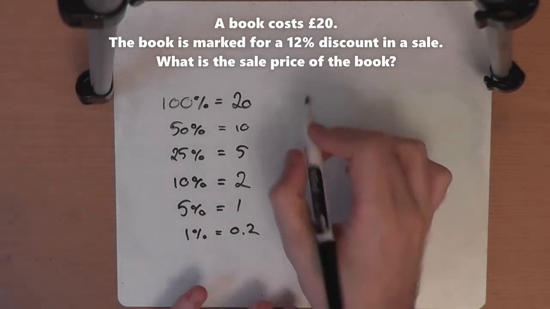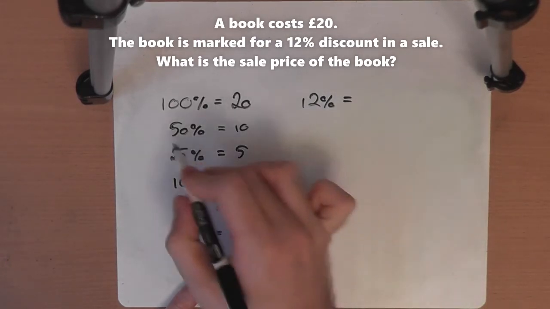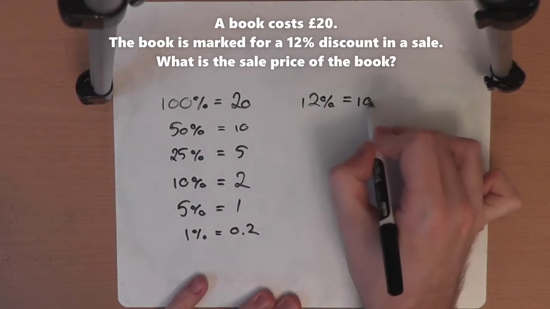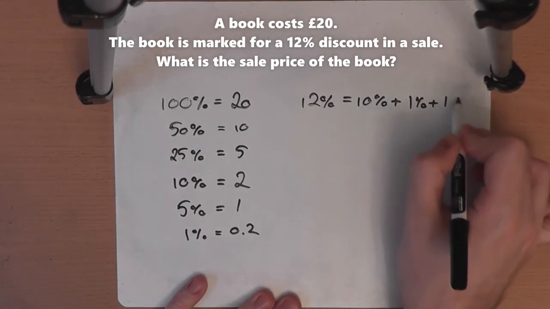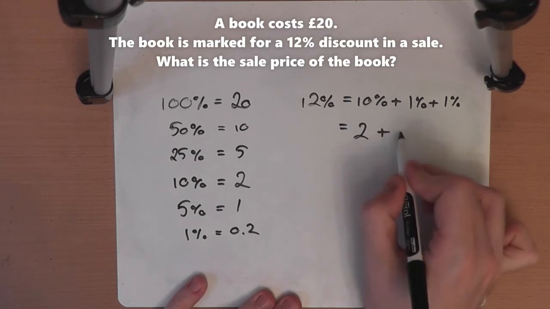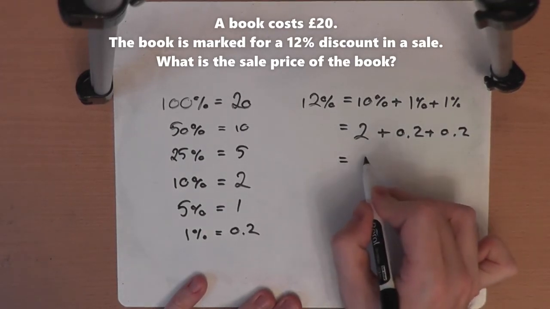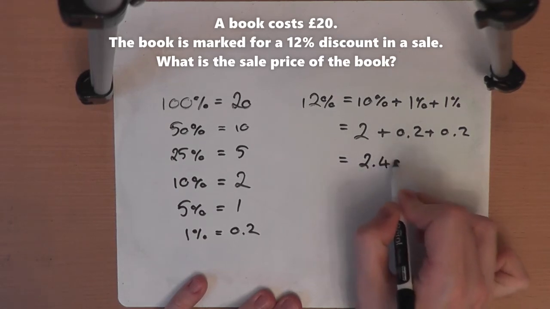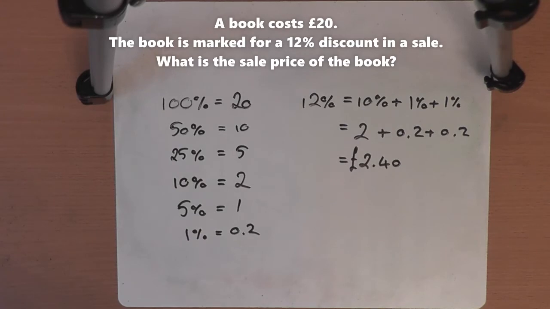We need to put these together to get 12%. We want to work out the 12%. Well, why don't we do 10% plus 2 lots of 1%? So that will be 10% is 2, plus the 0.2, plus the 0.2, is £2.40. £2 plus 2 lots of 20p is £2.40. That is the amount of money that is being discounted.